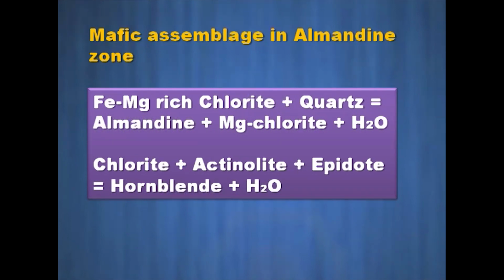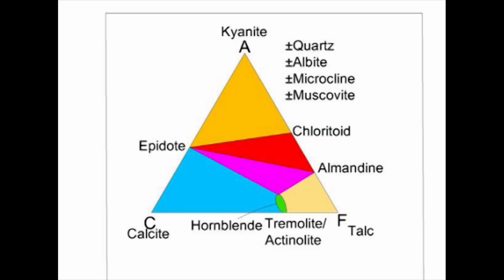Chlorite plus actinolite plus epidote gives rise to hornblende plus water. We can observe the following mafic or basic assemblages with the help of an ACF diagram. First assemblage: hornblende plus epidote plus albite plus or minus quartz. Second assemblage: hornblende plus epidote plus almandine garnet plus albite plus or minus quartz.